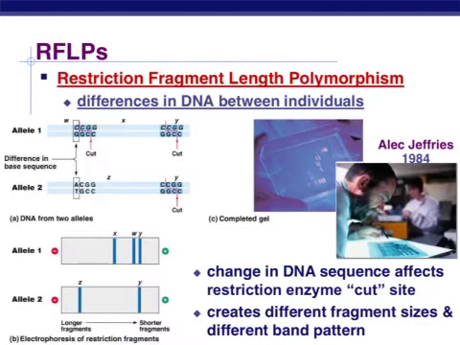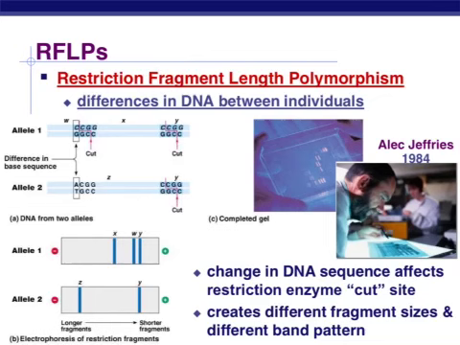Okay. So now that leads us to talk about what we call RFLPs: restriction fragment length polymorphism. This is the differences in DNA between individuals, and it's a way of looking at what those differences are. So it's a change in DNA sequence which affects where restriction enzymes are going to cut. Because of these changes, it's going to create fragment sizes that are different from one individual to another, but it's also going to create a pattern that's different from one individual to another.